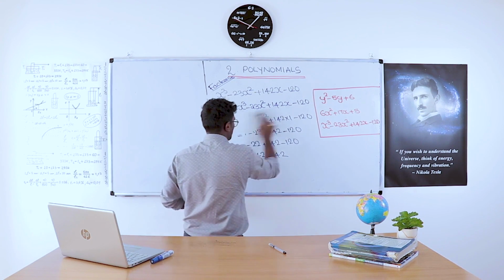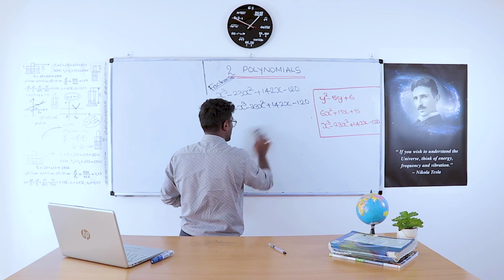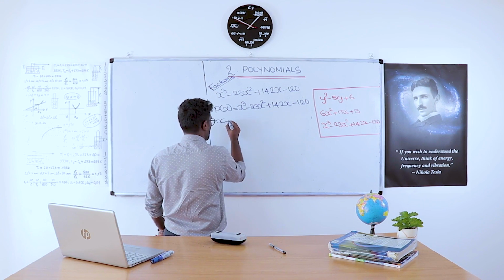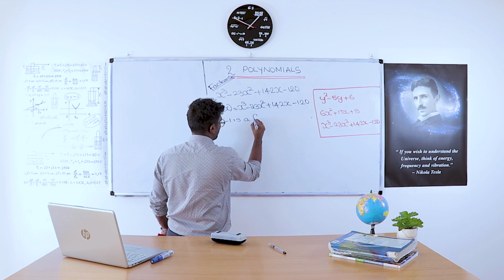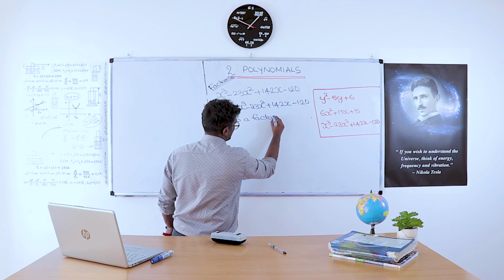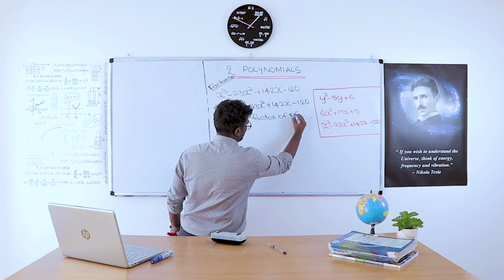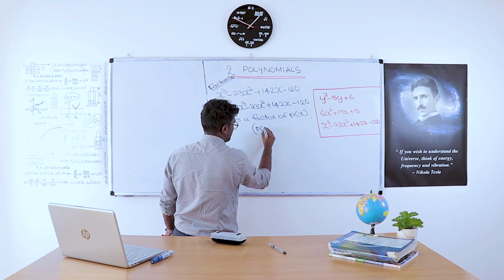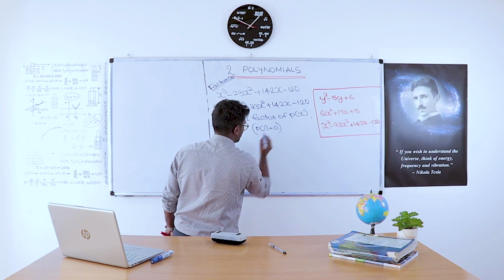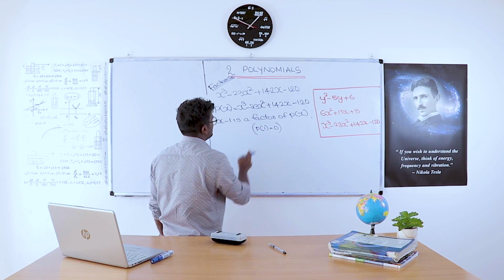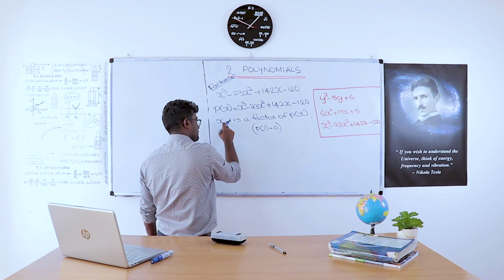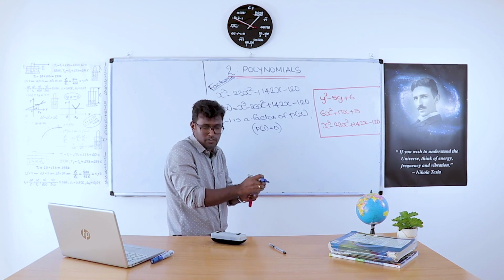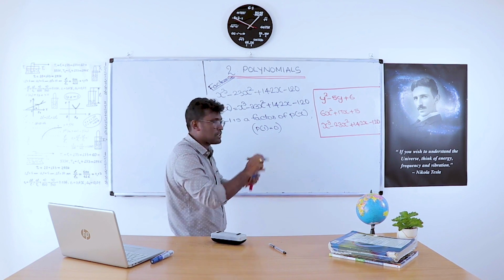So the first factor we already found. That is, x minus 1 is a factor of P of x, because P of 1 is equal to 0. That's the reason. So we have to divide this polynomial by this factor. We get a quadratic equation, and from that quadratic equation, by splitting the middle term, we find the other two factors.